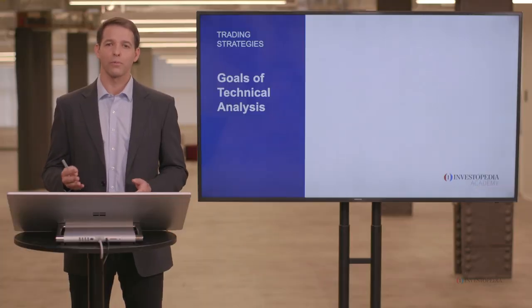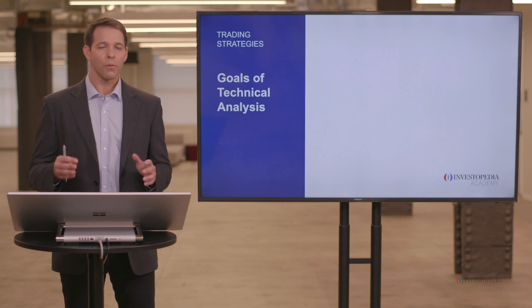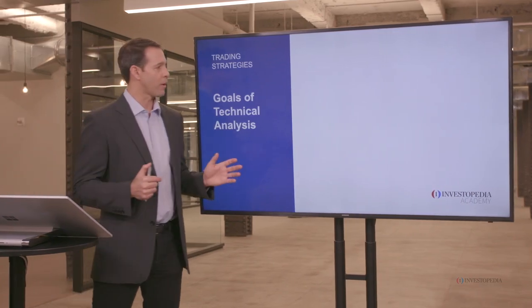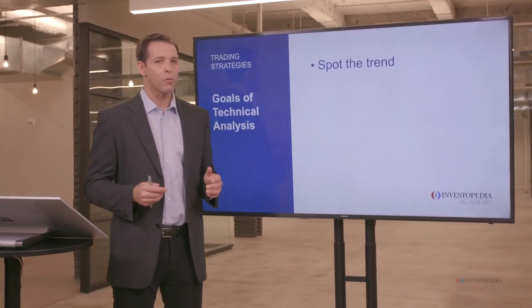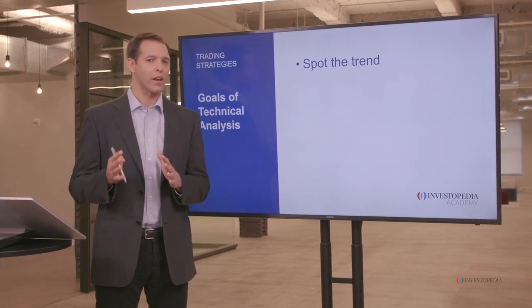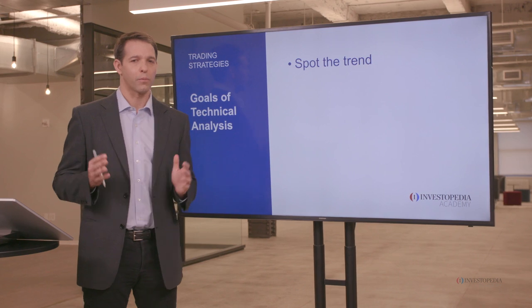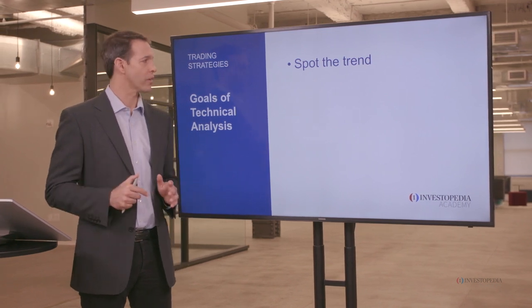Technical analysis helps us identify price trends over time. There's a couple key things I want to note about technical analysis. First, you want to be able to spot the trend. And what I mean by that is you want to identify if the market is trending upwards or it's trending downwards. Perhaps the market's even just going sideways.